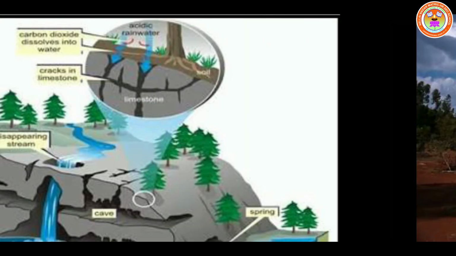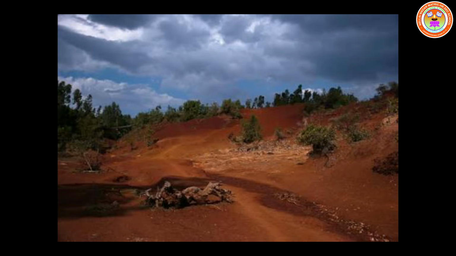Next, what is terra rosa? You see the screen, children, it looks like reddish land and we can see greenish trees. It looks like scenic beauty, but terra rosa is the Italian term for red soil. Deposition of red clay soil on the surface of the earth is due to the dissolution of limestone content in rocks. The redness of the soil is due to the presence of iron oxide. Why terra rosa? It looks red in color because of the presence of iron oxide.